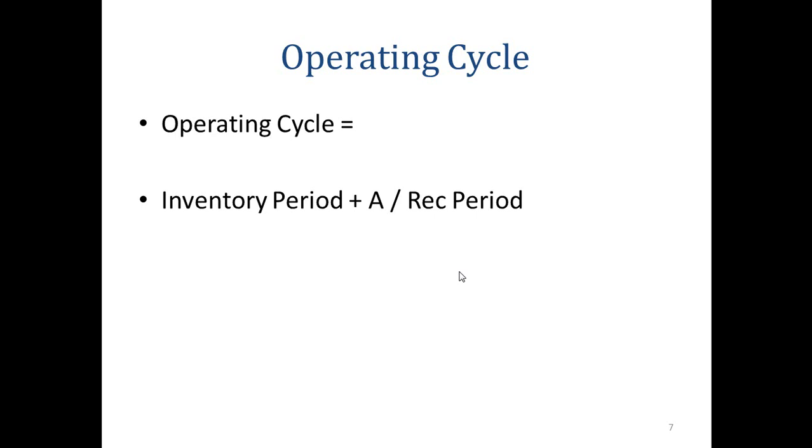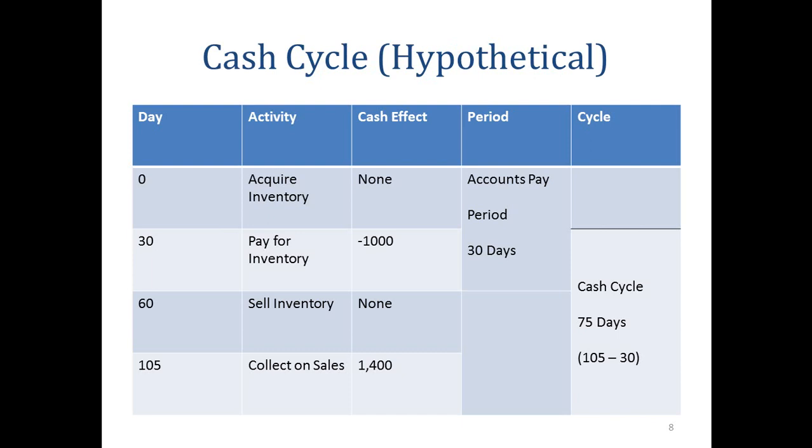So, with that base of knowledge, we're going to look at the operating cycle. The operating cycle equals the inventory period plus the accounts receivable period. Now, let's see what that looks like on a grid. This is a hypothetical scenario. We picked day 0, day 30, day 60, and day 105. Let's say a company acquires some inventory. Let's say I'm the company, I purchase some inventory from you.